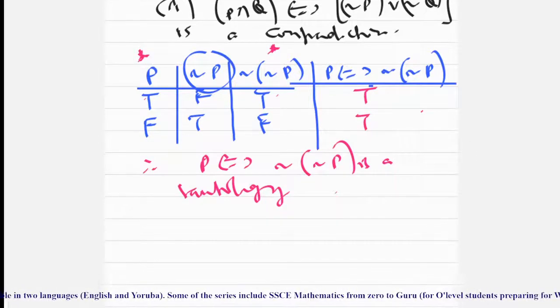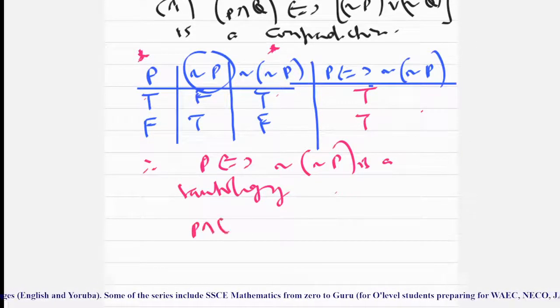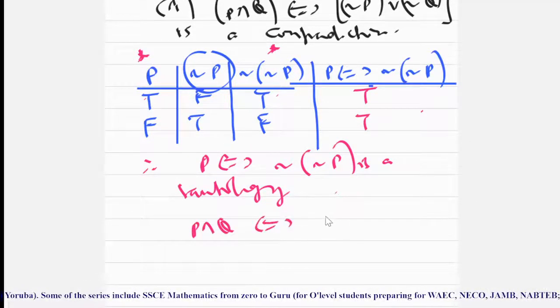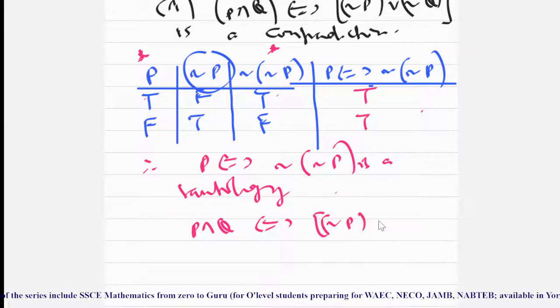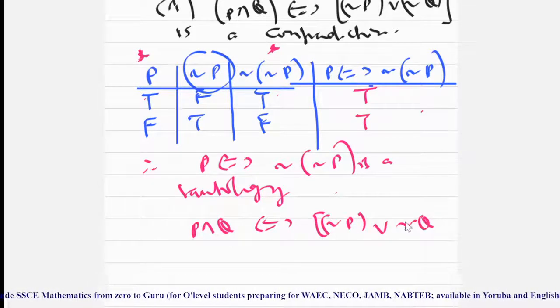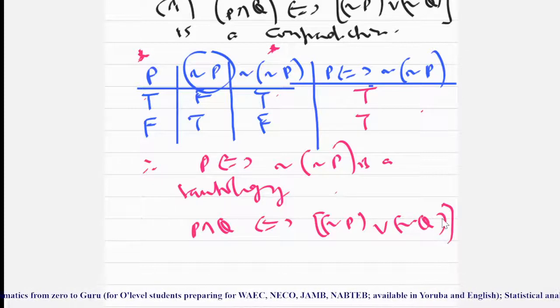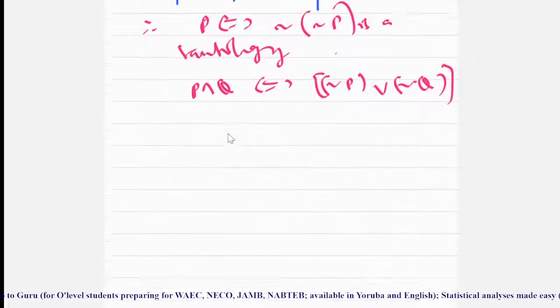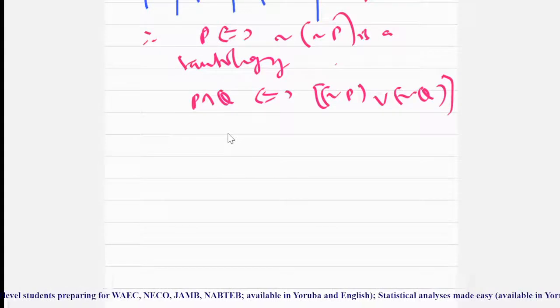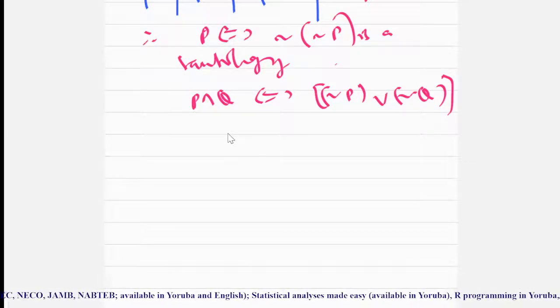We have P and Q if and only if negation of P or negation of Q. We have to show that it is a contradiction. That is, at the end of the day, you are going to have all the truth values to be false, irrespective of the combination. I hope you understand that.